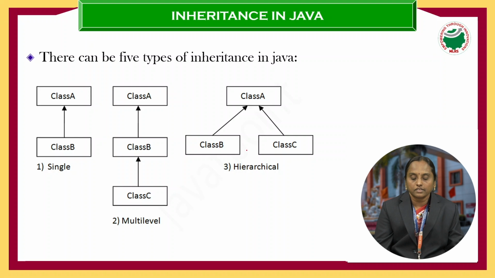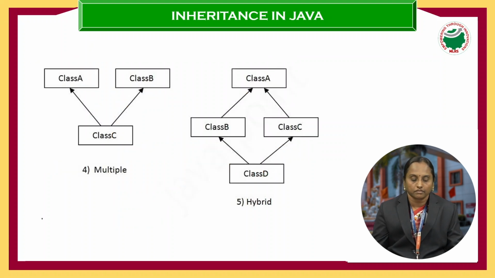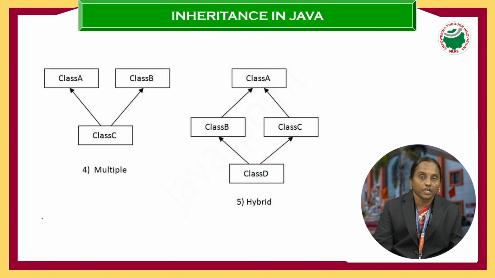In hierarchical inheritance, we can create any number of subclasses from one superclass. Here, for example, class B extends from A, class C extends from A. This concept is hierarchical inheritance. Next one is the multiple inheritance. In multiple inheritance, we can create the new class from multiple base classes. In hybrid inheritance, it is the combination of hierarchical inheritance and multiple inheritance.